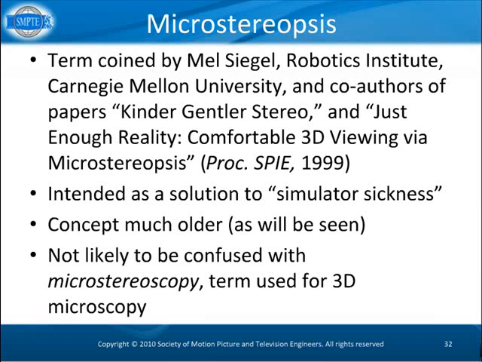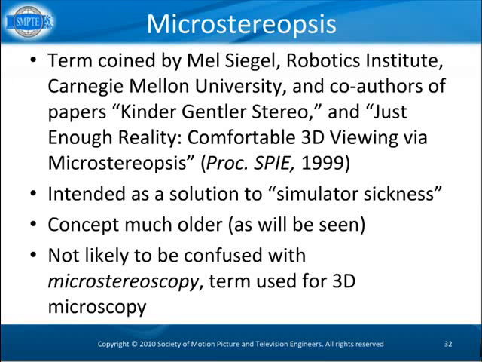there's something called microstereopsis, which is a term that was coined by Mel Siegel, a senior research scientist at the Robotics Institute at Carnegie Mellon University, and he had some co-authors of two papers, one called Kinder, Gentler Stereo, and one called Just Enough Reality, Comfortable 3D Viewing via Microstereopsis. Both of these were published in Proceedings of the Society of Photographic Instrumentation Engineers in 1999.